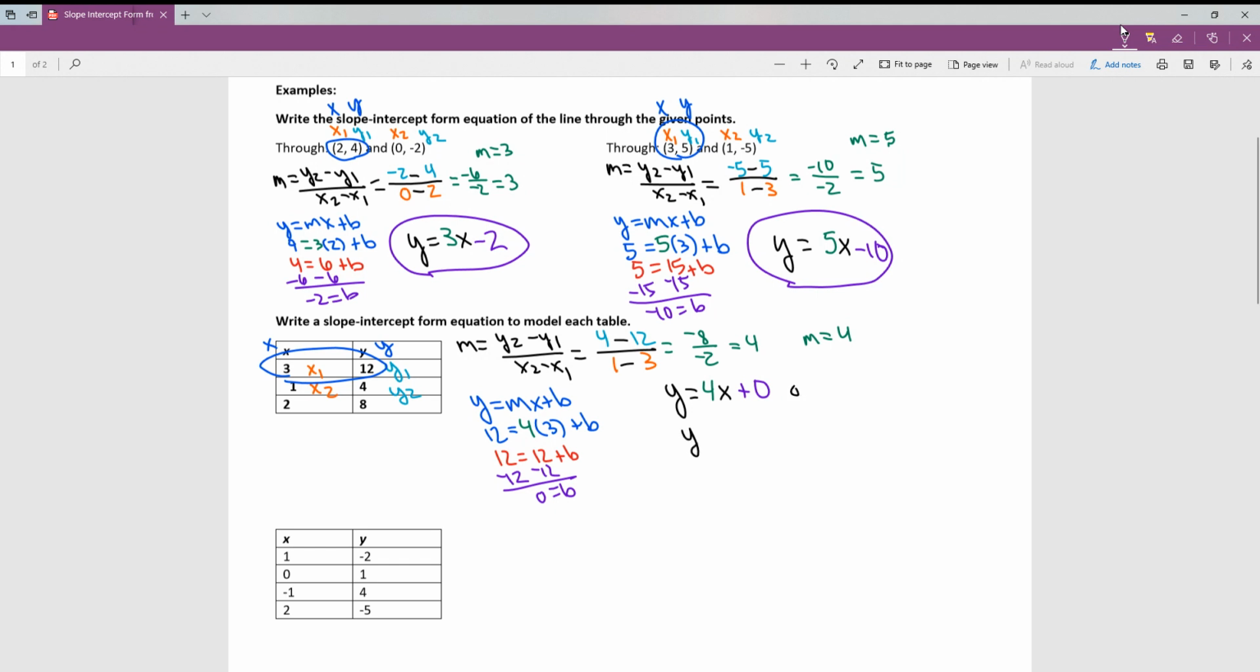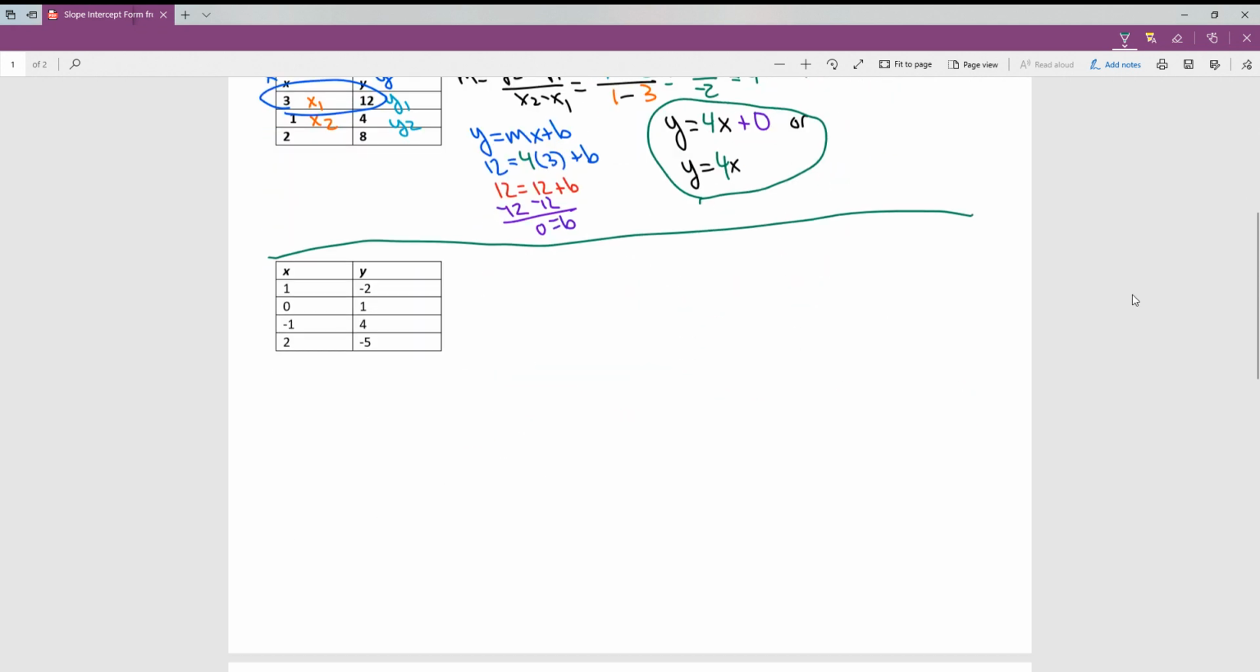So another way you could write this would just be y equals 4x without that plus 0. The only time you can skip writing the b is when it says 0. Either of those are perfectly acceptable final answers I would be super happy with. That's also the most crooked line I've drawn in my life.